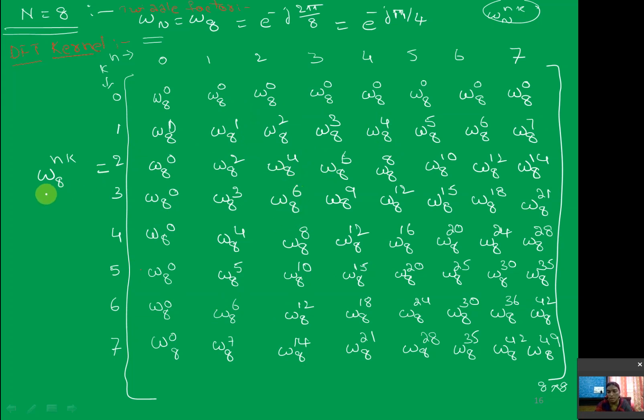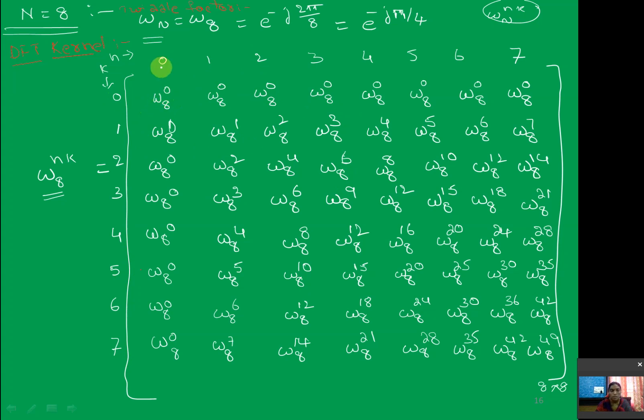First establish the 8 by 8 kernel or matrix. So W8 power nk. First write the n values on this side and the k values here from 0 to 7. Now W8 power, multiply these two values here. 0 into 0, 0. Next one 0 into 1, 0. Next one 0 into 2, 0. Like that, just develop the matrix elements here, right? The first row consists of all W8 power zeros.